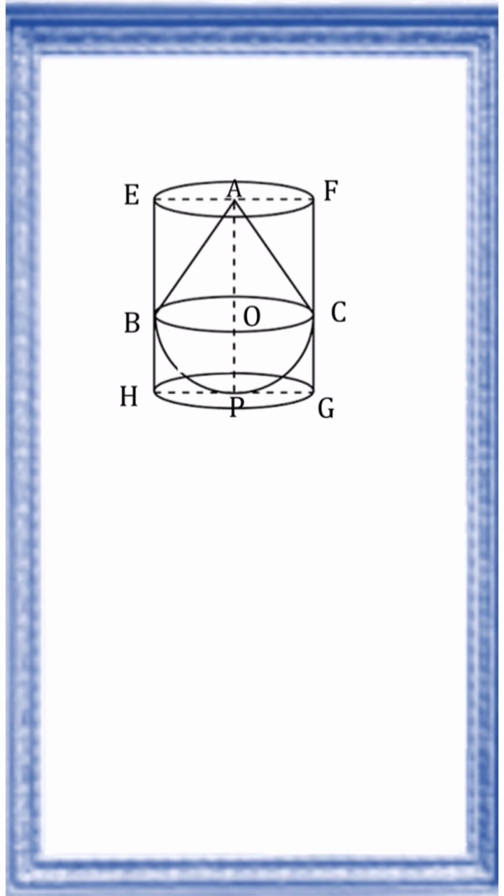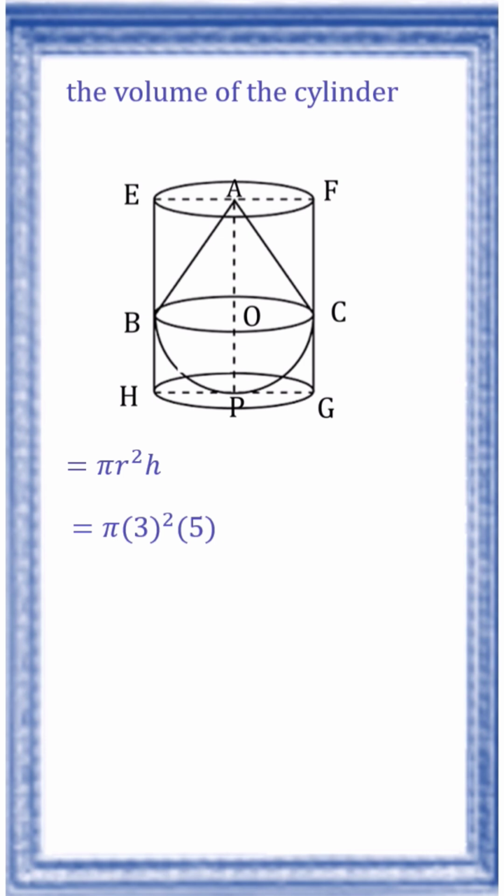Now the difference of the volumes of cylinder and toy. How can we calculate? Now we have to calculate the volume of the cylinder. Volume of the cylinder is pi r square h. r square is 3 square, h is 5. This is equal to 45. How? 3 square is 9, 9 into 5 is 45.